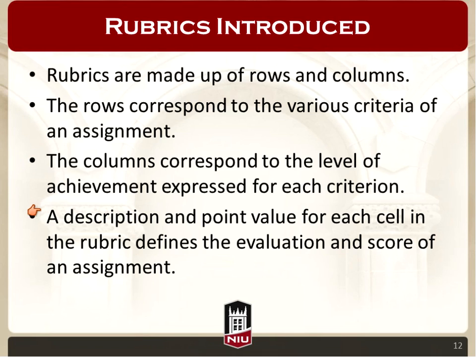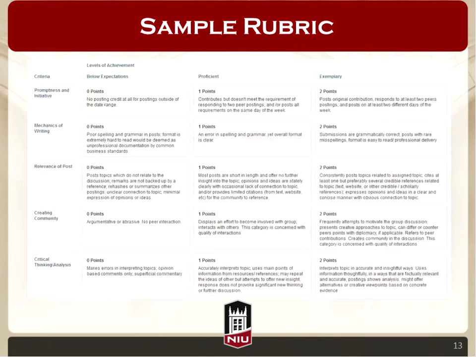Within the table, there's a description and typically a point value for each cell in the rubric, and that defines how the evaluation will take place and really what the score of an assignment is. So it's very clear to the students how they are being assessed and how that criteria breaks down. So here's a sample rubric just to show you.